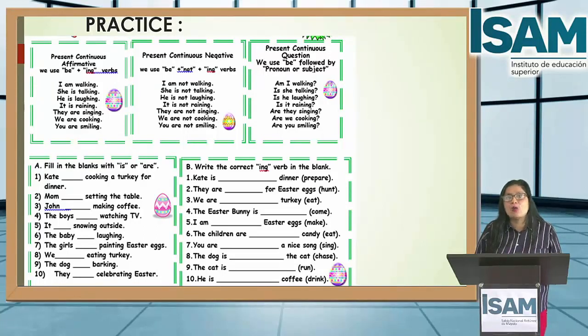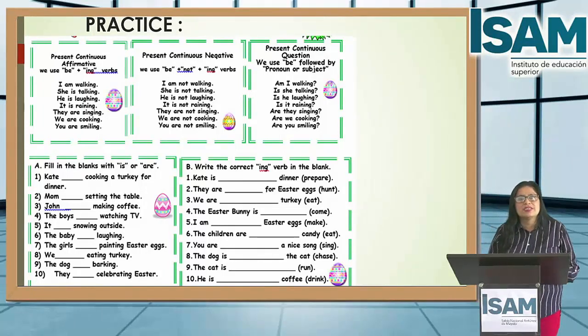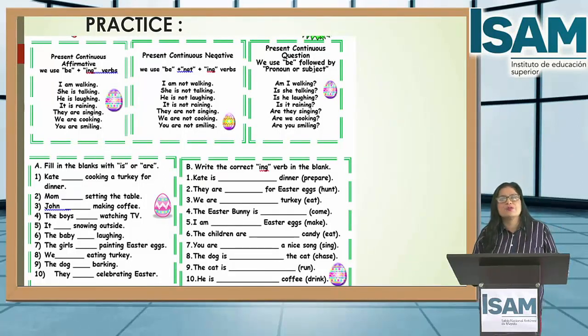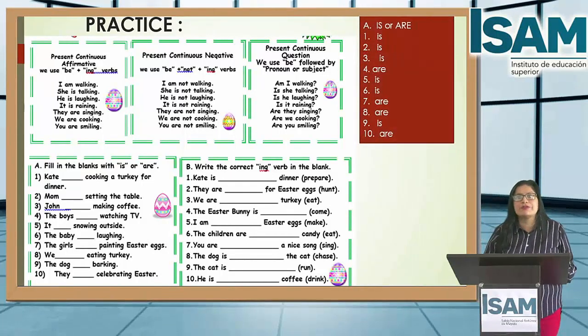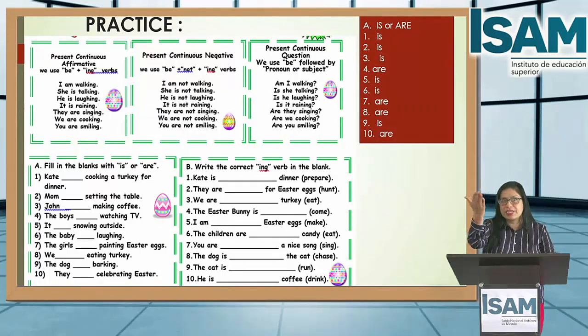The boys are watching TV. It is snowing outside. The baby is laughing. And you know, for singular you use is, and for plural you use are. The girls are painting eggs. We are eating turkey. The dog is barking. They are celebrating Easter. Very good. And you have here the answer. Let's check and you can compare your answers.